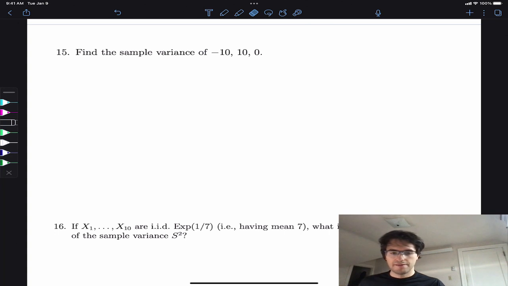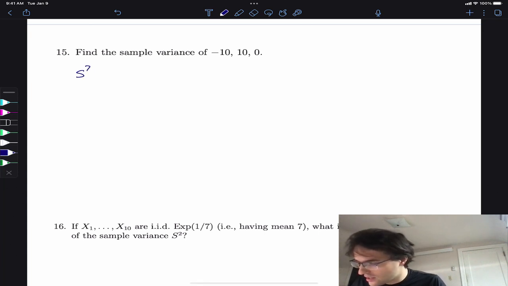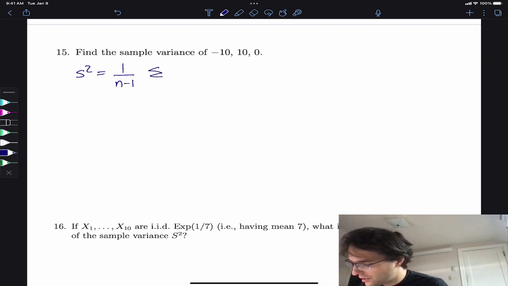Question 15. Find the sample variance of -10, 10, and 0. So in this case, how do we go about calculating the sample variance? Well, the definition of sample variance, S squared, is 1 over n minus 1 times the sum of xi minus x bar, where the xi are the data points and x bar is the sample mean. So this is the sample mean.